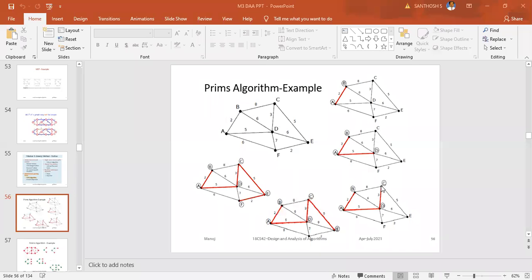Which is the new node you have got? It is C. Okay, now you start from C: C to B, C to E, C to D. So how many paths? 3 paths you are having. C to B is 8, C to D is 3, C to E is 5. So 3, 5, 8. But C to D has already been taken.